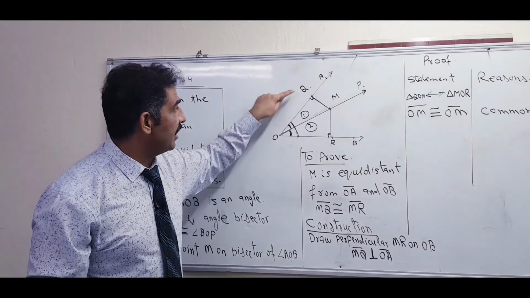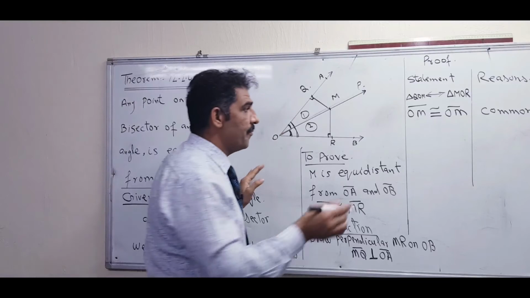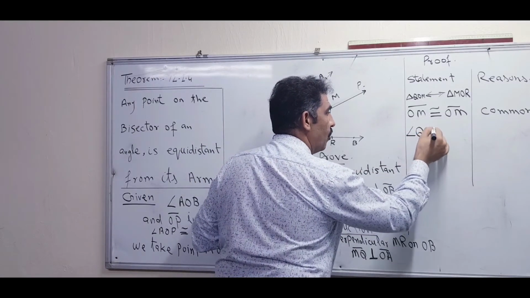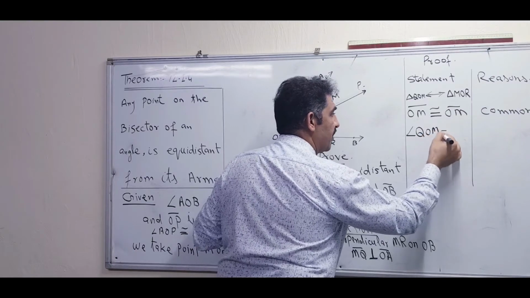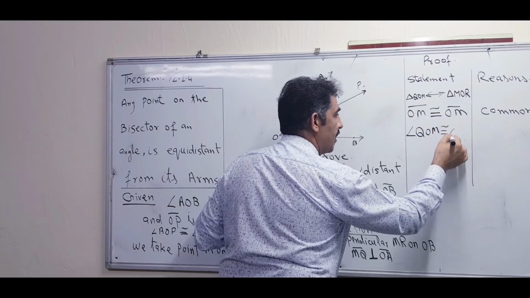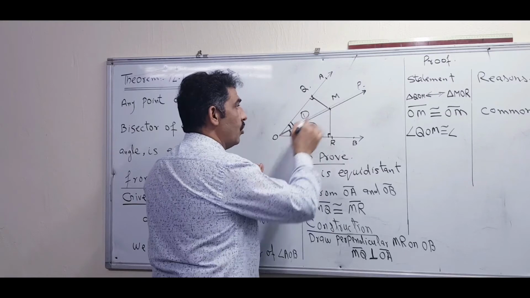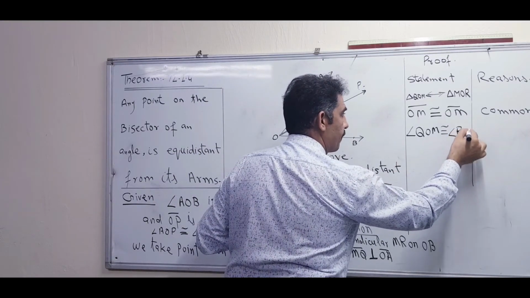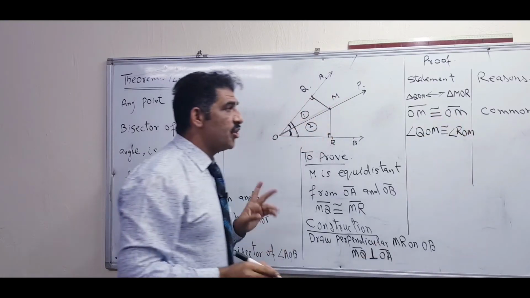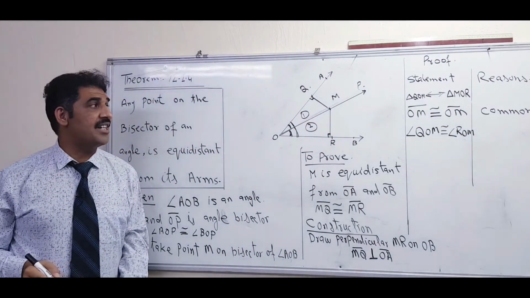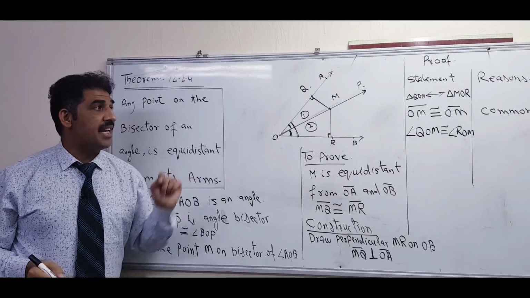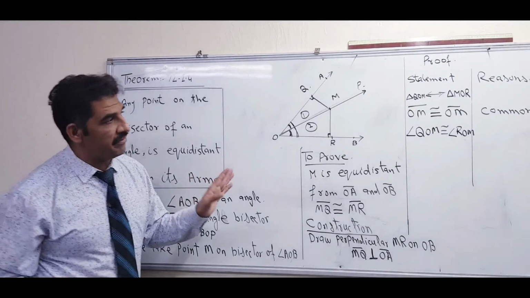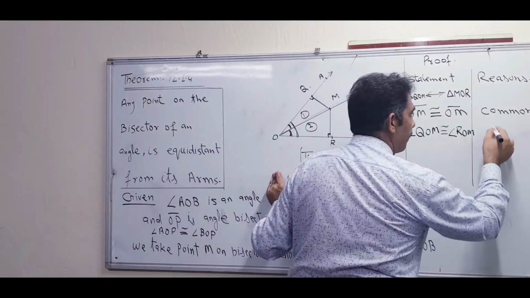Because in congruency that way it is also length including. So you will write that angle QOM congruent to angle ROM. Its reason you can write that given, or otherwise you can say that M is bisector of angle AOB are given. Both reasons are correct.